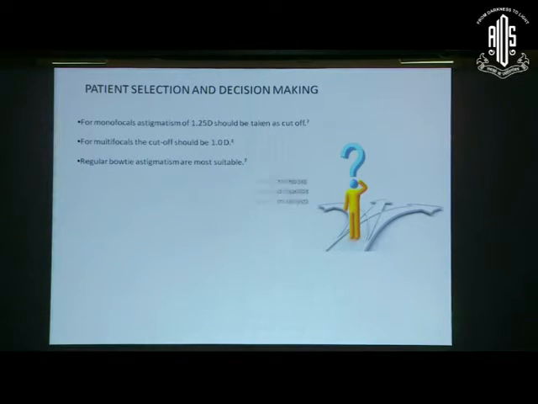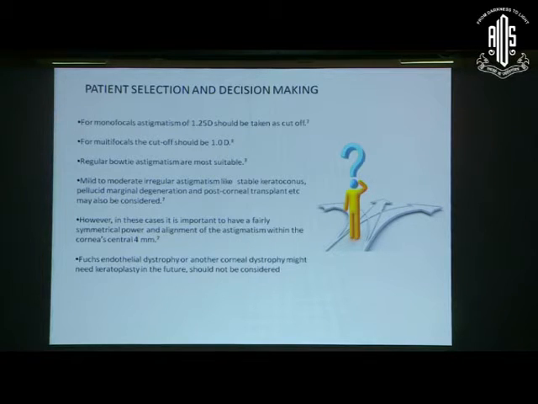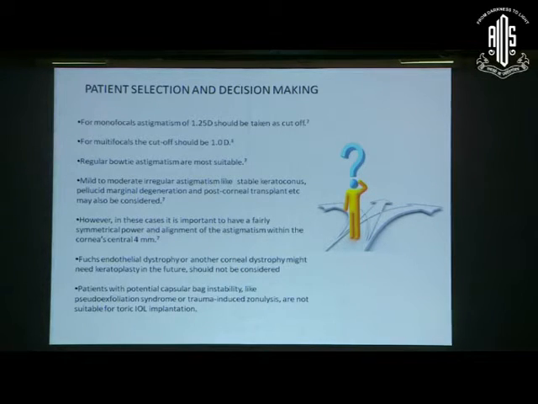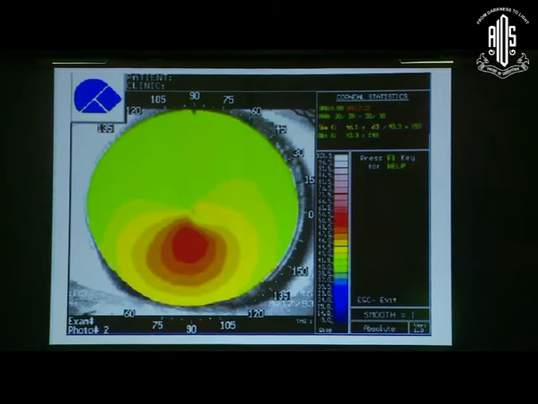Regular bow tie astigmatism is most suitable, not meaning that irregular astigmatism is not suitable. With a moderate amount of irregular astigmatism and a regular central cornea, you can use a toric with reasonably good results. Patients who have any dystrophies or who are liable to go in for keratoplasties later should be avoided, because of course the astigmatism is going to change later, and any complicated cataracts should be avoided as well. Now this is a typical topograph of regular bow tie astigmatism. The patient is going to do fantastically with the toric IOL. This, however, is something where we should definitely avoid toric IOL. This is a very, very irregular cornea.